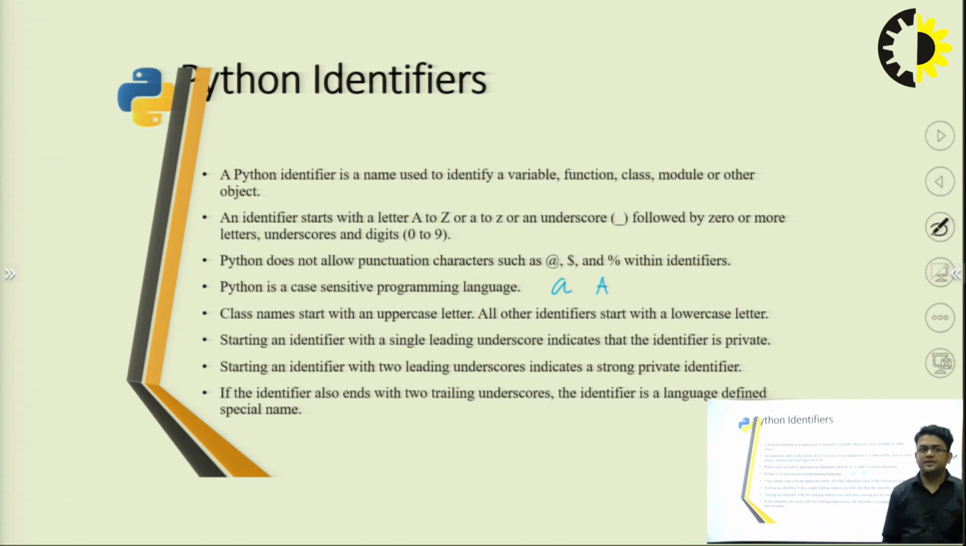Starting an identifier with a single leading underscore indicates that the identifier is private. Starting an identifier with two leading underscores indicates a strong private identifier. If the identifier also ends with two trailing underscores, the identifier is a language defined special name. No identifier starts with digits. We cannot start any identifier with digits. An identifier can start with either alphabets like A to Z or small a to z, or underscore. It cannot start with digits, right?